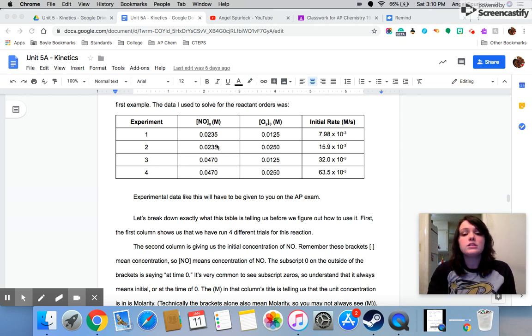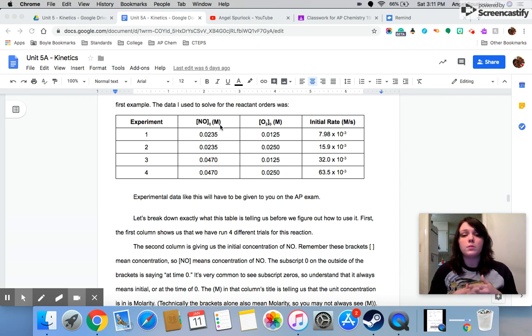The next column tells us the concentration of nitrogen monoxide. Remember, those brackets mean concentration of whatever's inside. This is going to tell us that it's in molarity, which is moles over liters, okay? And this little subscript 0 next to the bracket is telling us that this is the initial concentration. So we are looking basically at time equal to 0, the split second that the reaction occurs, okay? We're looking at the initial rate of the reaction when it's going the fastest. That's what we're usually going to compare when we're looking at reaction orders, okay?